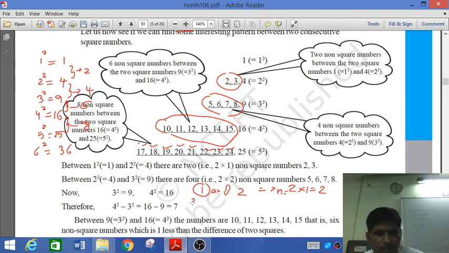Now between 2 and 3, how many numbers are there if we want to find out? Then the formula is 2n, so I have to write 2 into 2. That is 4 numbers are there. Now between 3 and 4, what do I have to write? Formula 2n. Now 2 into 3. The first number we have to take, so 2n means the first number. So 3 2s are 6.